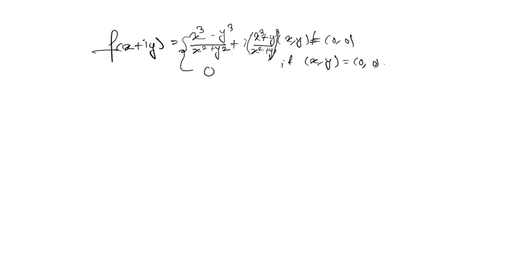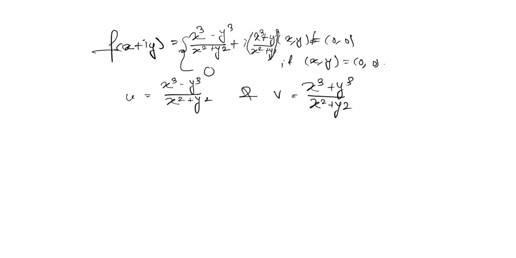So what is your u? Your u is x cube minus y cube divided by x square plus y square, and your v is x cube plus y cube divided by x square plus y square, when x comma y is not the origin. Let us find one by one the partial derivatives of u and v. Start with ux. The partial derivatives will be calculated at the origin only. I will be testing whether the CR equations are satisfied at the origin or not.